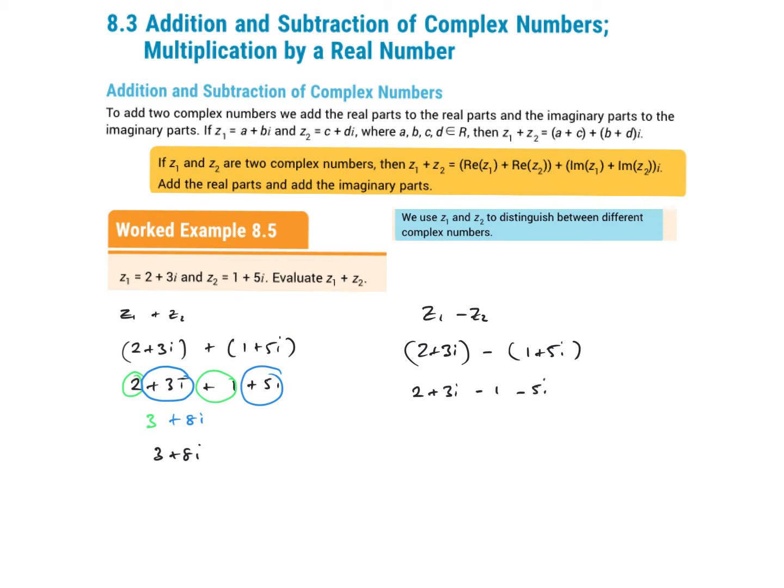So just be careful if it's a takeaway or a subtraction. We have to change the signs on this bracket. Again, we collect them together, so I'll do it in green and blue. Green, there's a real number, there is another real number. So 2 minus 1 is 1. Then the blues, plus 3i minus 5i is minus 2i. Our answer is 1 minus 2i. Hopefully that makes a bit of sense, lads.